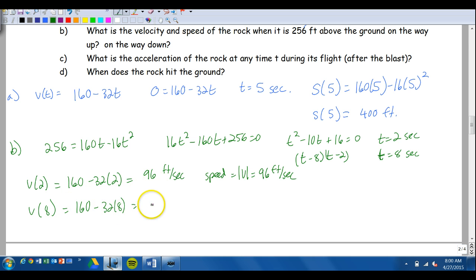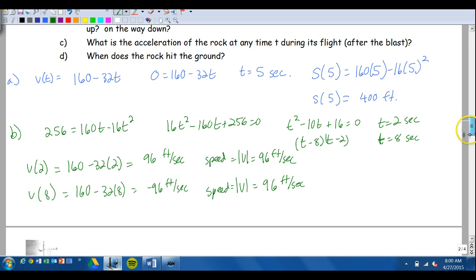we get negative 96 feet per second for the velocity. But again, we would say, well, it's still moving at a speed of 96 feet per second. It's just moving in the downward direction. That's why it's negative. So, what's the acceleration of the rock at any time?